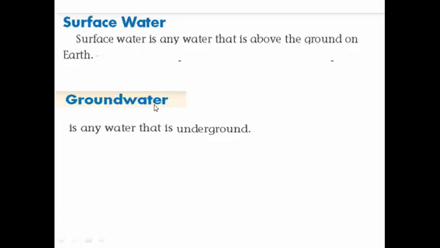But here we have the groundwater. Groundwater is any water that's underground. Underground, you have to dig to find it. You cannot find it with your naked eyes.